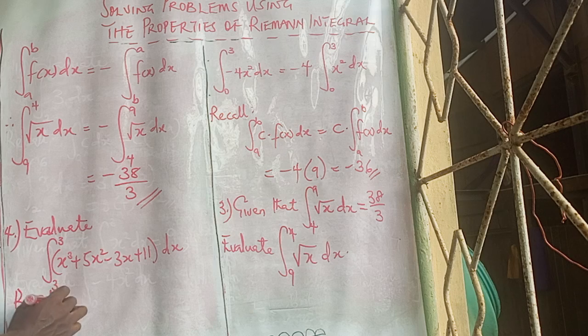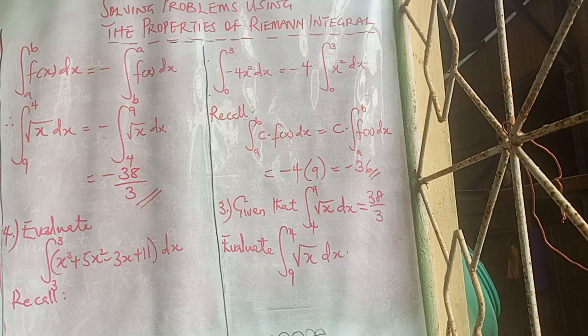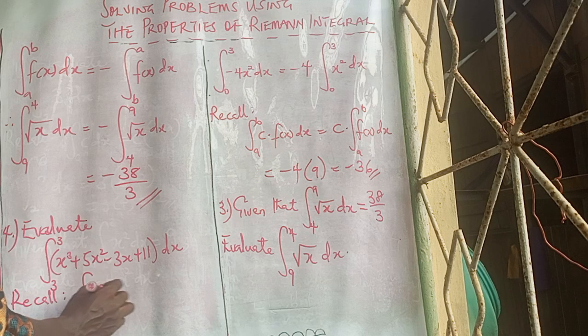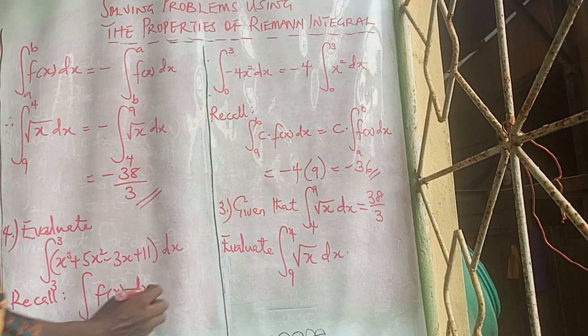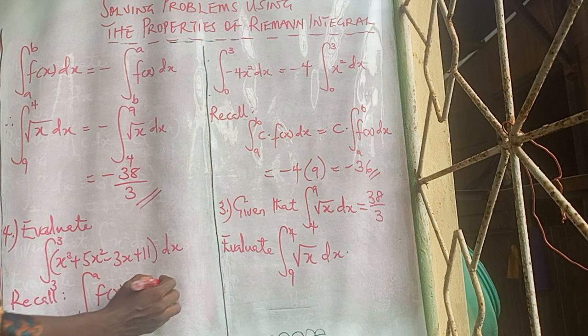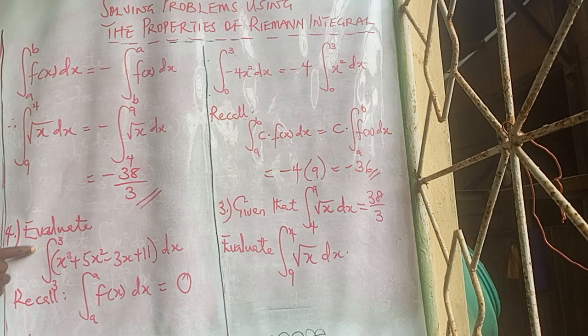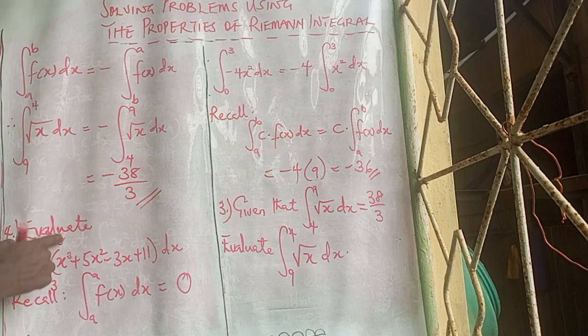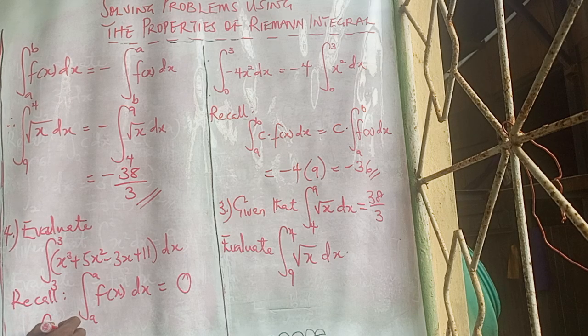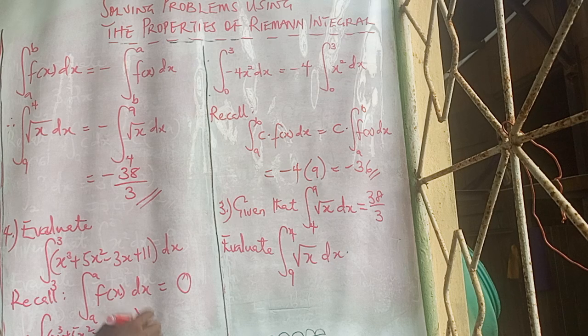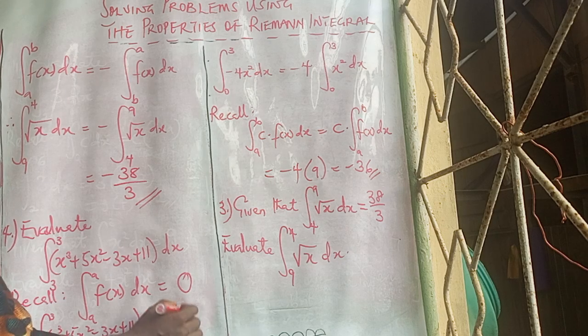But recall from our properties of Riemann integral that when we take the integral of f of x dx from A to A, it is what? 0. Therefore, the integral of this, since it is from 3 to 3, is still what? 0. The integral of x cubed plus 5x squared minus 3x plus 11 dx from 3 to 3 is what? Is 0.